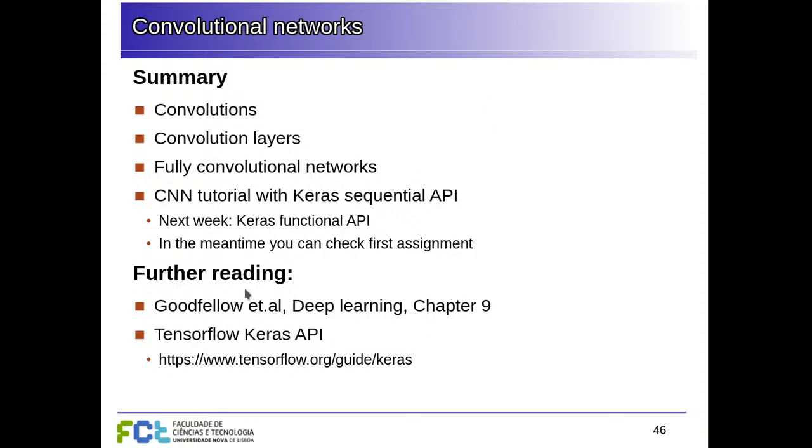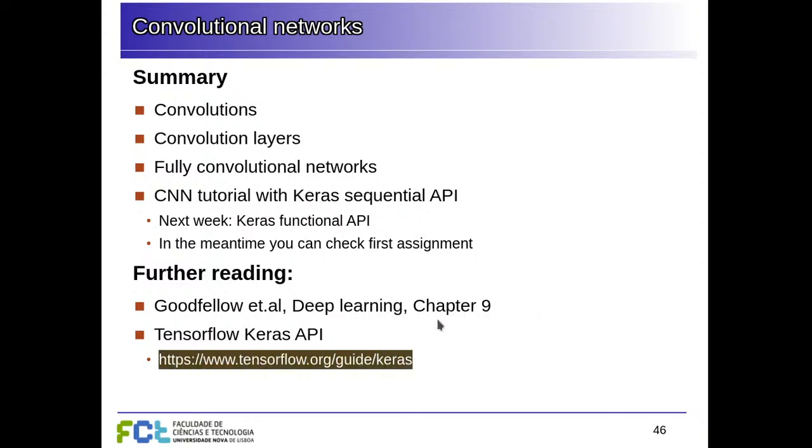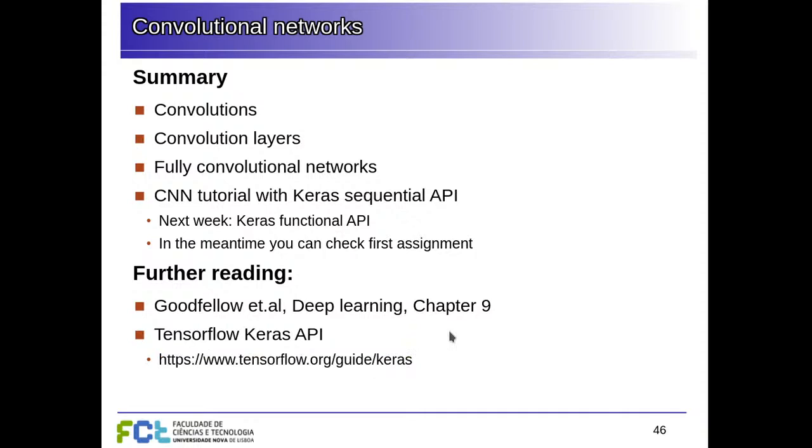So for this part, I recommend that you read chapter 9 of the book and also take a look at the Keras guide, where you'll find the documentation for the API. This is not something to read in one go, but it's a good idea to know where it is and how it's structured, because every time you're using these layers, it's good to check if you're using the right parameters and so on, especially in the beginning, by looking at the documentation.